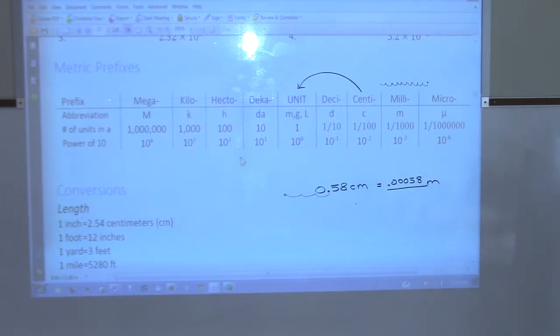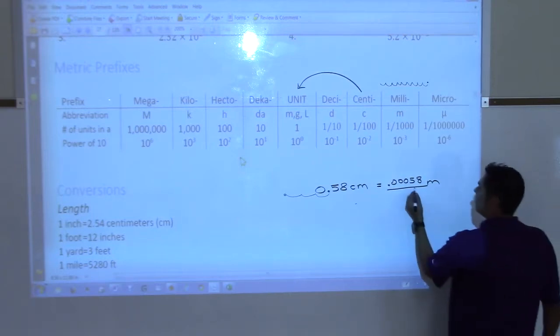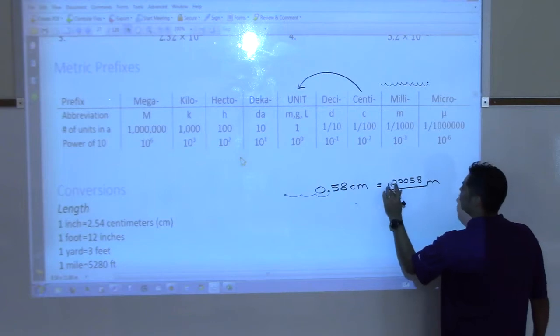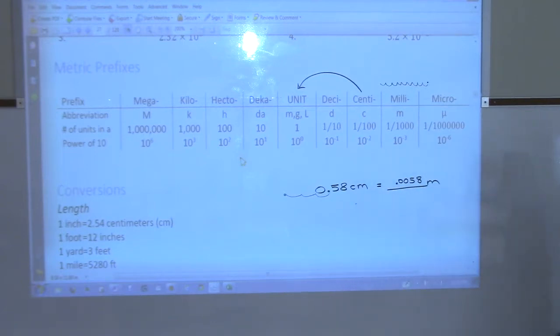Super clean. Did I move it too many places? I did. 1, 2. Sorry, only 2 places. Thank you. Sorry, I went too many. All right.